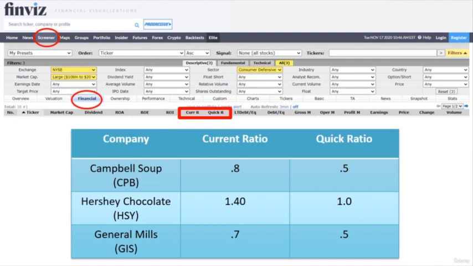So it could be a little scary, but again, they can kind of count on that money coming in regularly, so they can manage around that. So current ratio 0.8 and a quick ratio of 0.5, getting pretty low there.